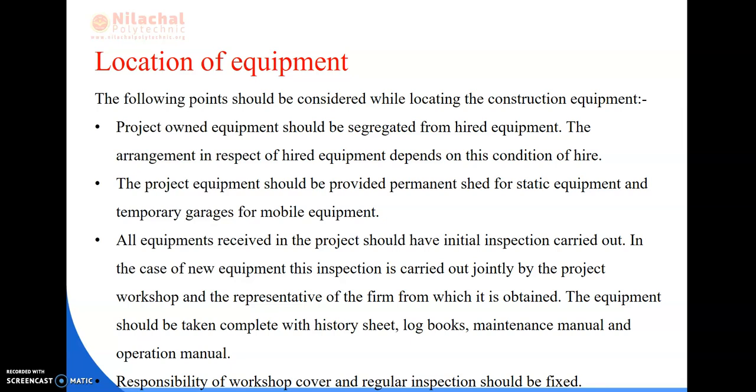All the equipment received in the project should have initial inspection carried out. In the case of new equipment, this inspection is carried out jointly by the project, workshop and the representative of the firm from which it is obtained. The equipment should be taken complete with the history sheet, logbooks, maintenance manual and operation manual. Responsibility of the workshop for cover and regular inspection should be fixed. So these are the points on the location of the equipment, where the equipment is to be located.